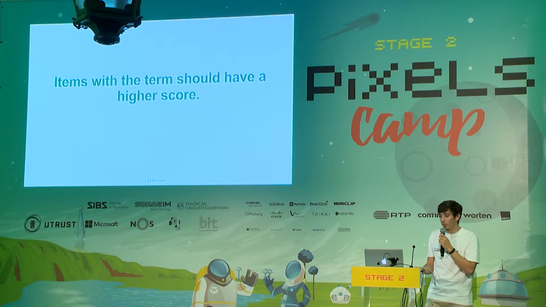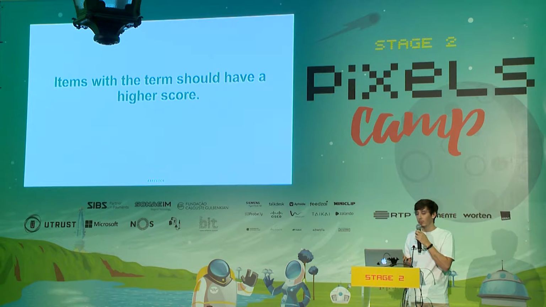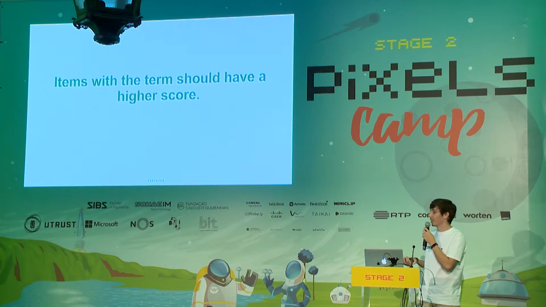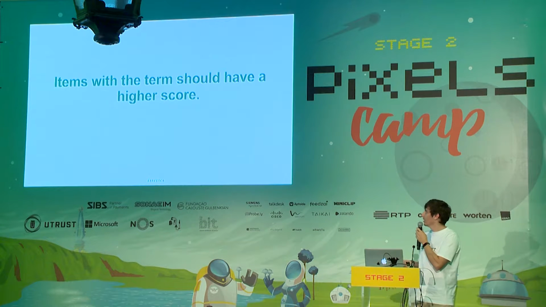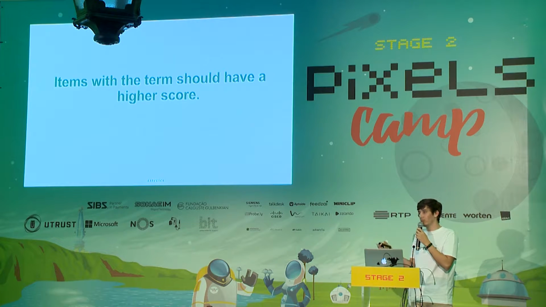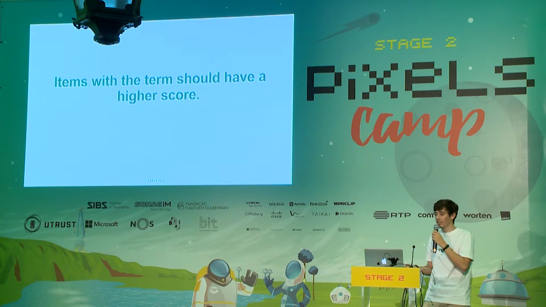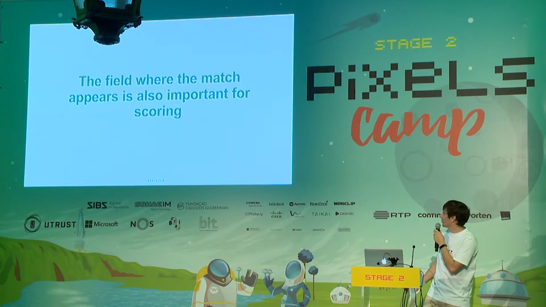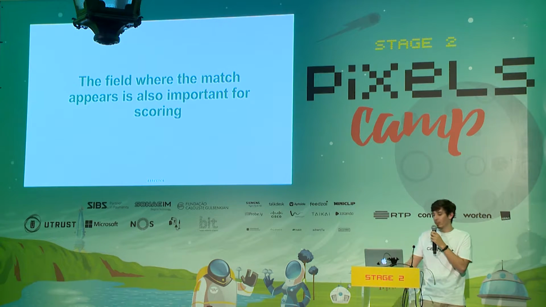And basically, on the matching phase, you can also establish a lot of intuitive rules to sort the items out. If you have a big list of documents, you can say that items with a term should have a higher score. So if I have boots and I have dresses and I'm searching for dresses, the dress will match against the dresses. So if the query I'm looking for matches against the document, I will retrieve that document higher in the list. You could also say that the field where the match appears is also important for matching.